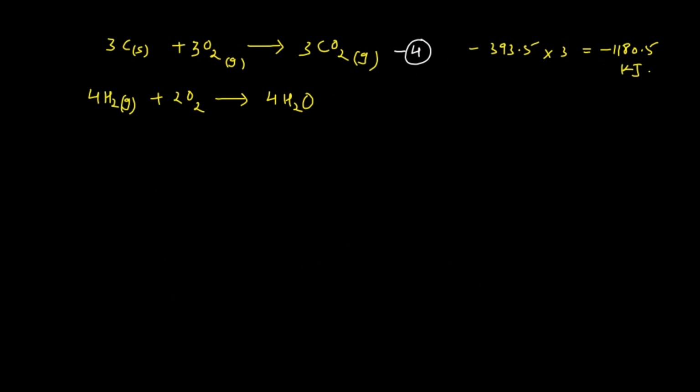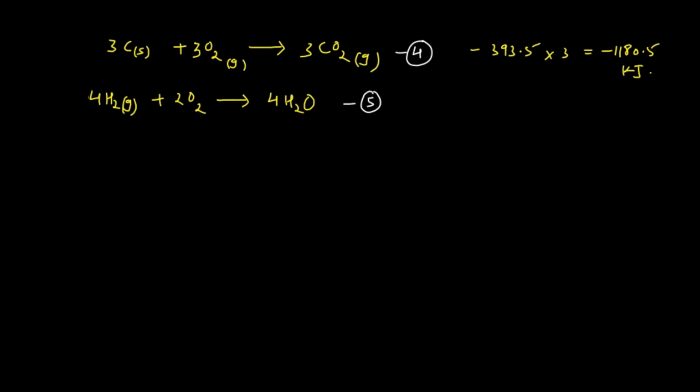So again, you will convert this. Say for example, I am calling this equation number 5, and for this equation number 5, you are multiplying this value, negative 285.5, by 4, and you are getting negative 1142 kilojoule only, right? This is how you have created these two equations.